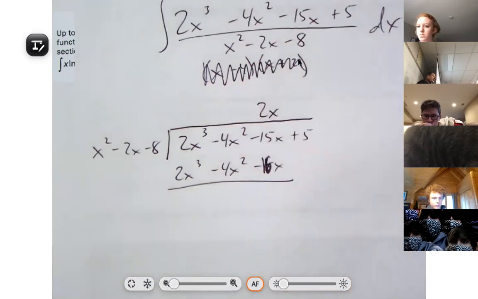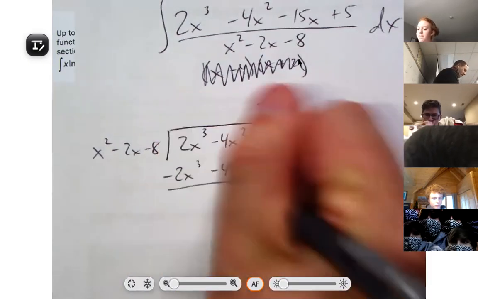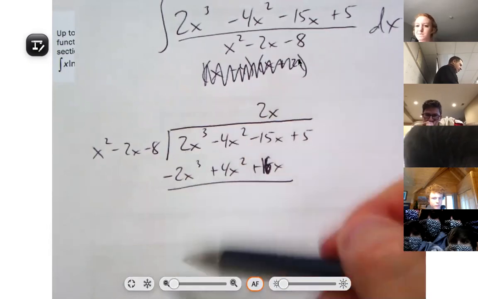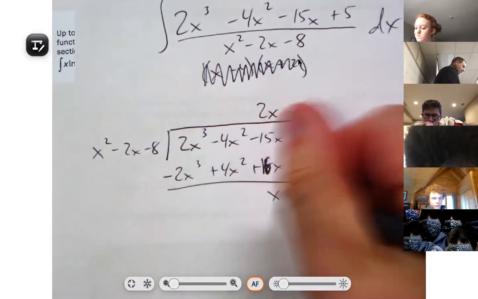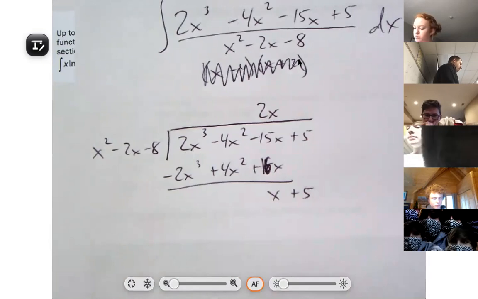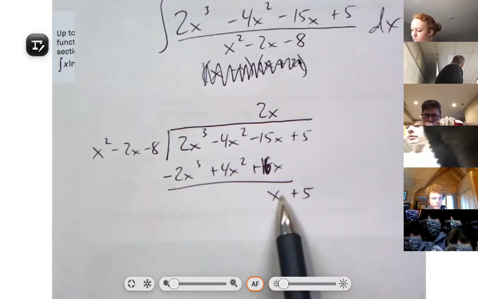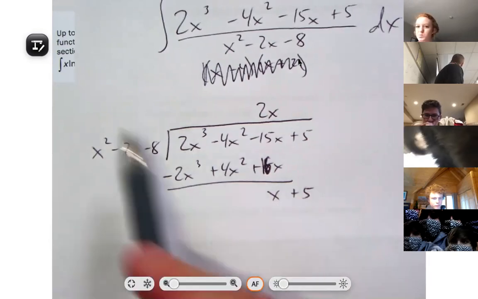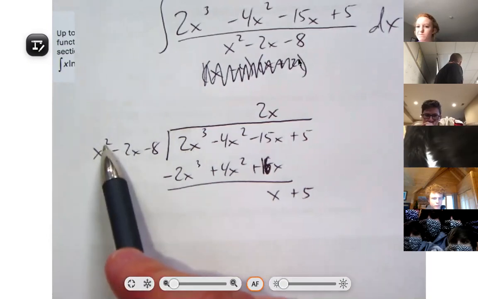In Algebra 2, when I teach this, I say instead of subtracting, I would flip all the signs and then add. It just makes it a whole lot easier. So I would flip it to negative, positive, positive, and then add straight downwards. That's going to be x plus 5. Then as soon as this degree is less than this leading degree right here, then you're done.